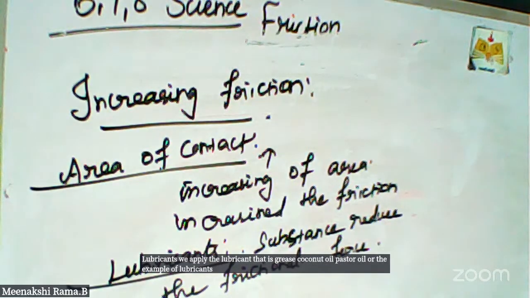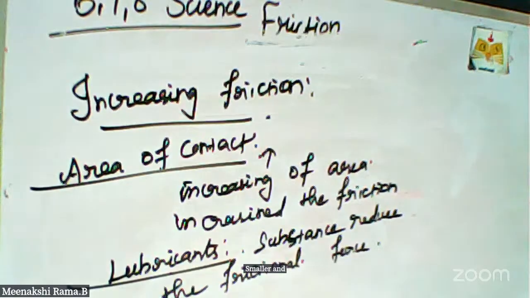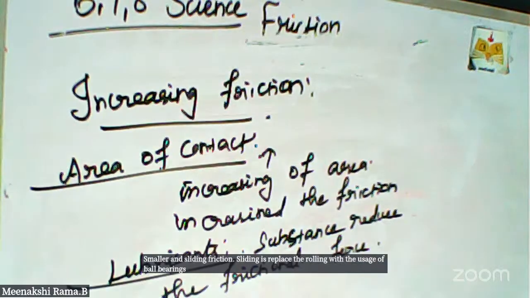The lubricants fill up the gaps in irregular surfaces, providing a smooth layer to prevent direct contact of the rough surfaces. So that is the use of lubricants. And then ball bearing. What is a ball bearing? Rolling friction is smaller than sliding friction. Sliding is replaced by rolling with the use of ball bearings. For the same reason, ball bearings are used in the cycle hub. These are all the ways of increasing and decreasing friction.